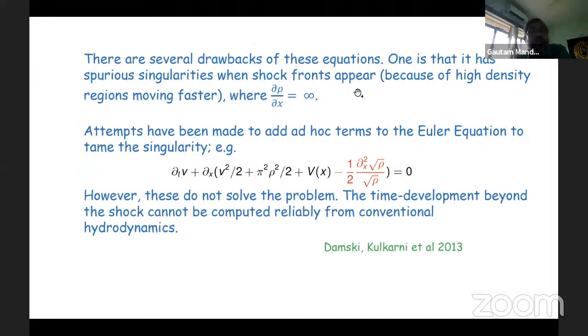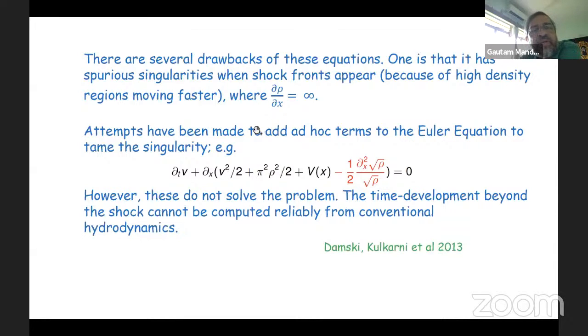Now, what happens is the following. When you apply these equations, this equation develops singularities when shock fronts appear. What happens is that the high density regions move faster, and high momentum regions move faster, and it leads to a distortion of the fluid, and soon enough it leads to regions where you have the gradient of the density going to infinity.